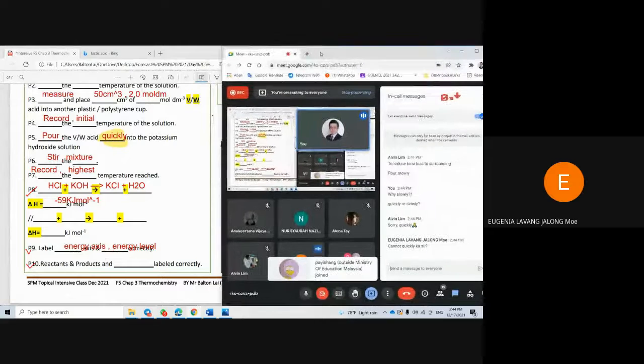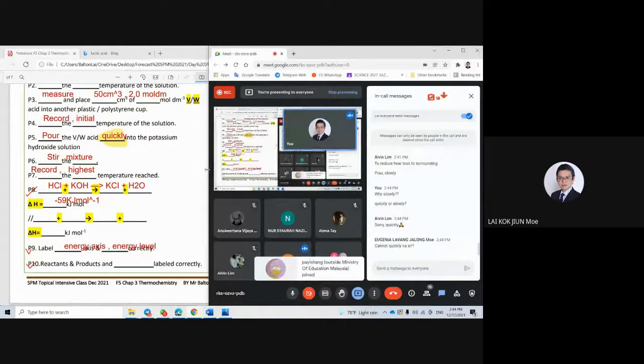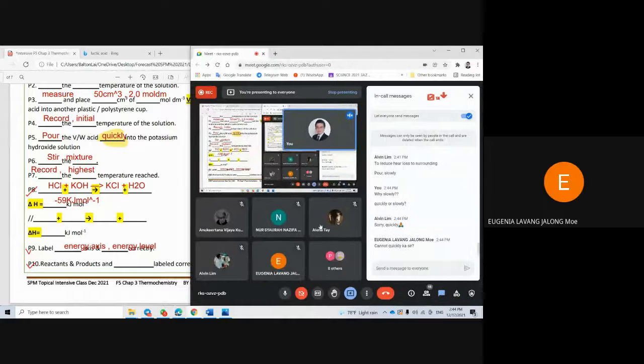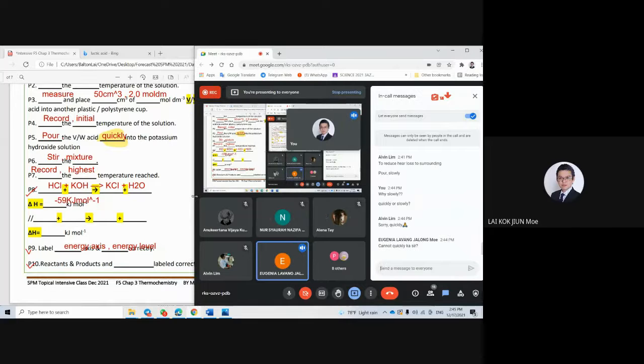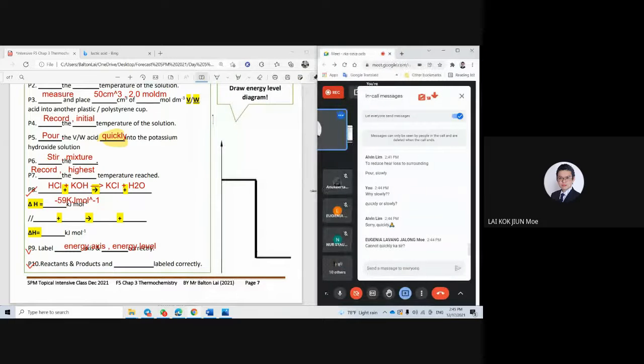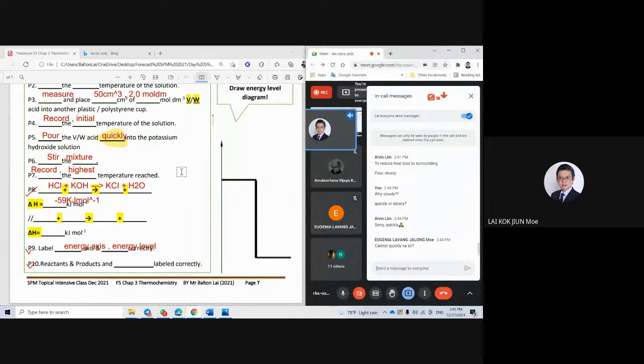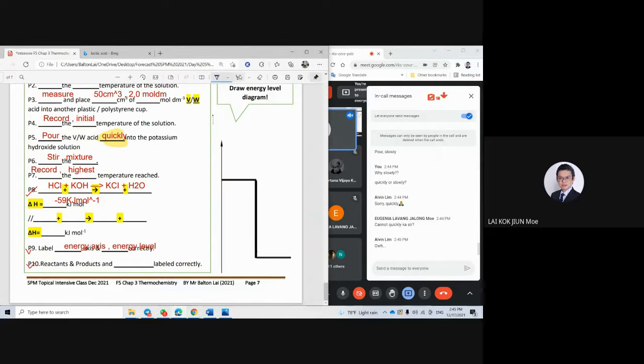Now you have to brainstorm. Okay. Kenapa mesti cepat? Ada apa reason? Cepat is to prevent the heat loss to the surrounding. Very good. Prevent the heat loss lah. So, kalau you buat slowly, habis you tambah pun sudah heat sudah lepas keluar. Habis lah, your temperature, your experiment sudah fail lah kan. We must quickly, yes, this one is necessary, compulsory, must. Okay, prevent heat loss. So we have to prevent heat loss.